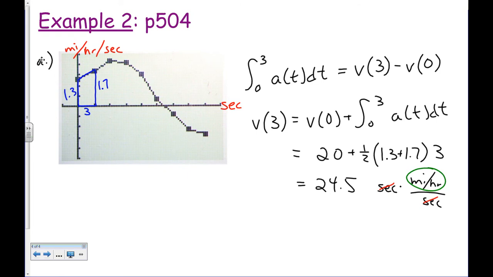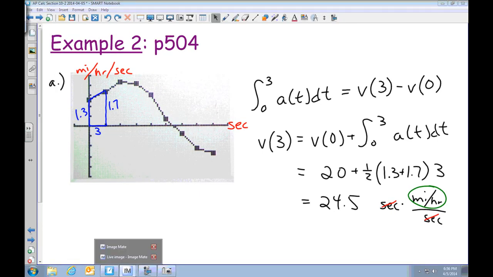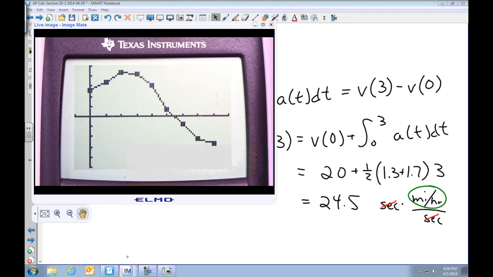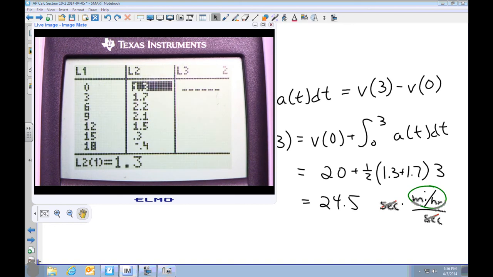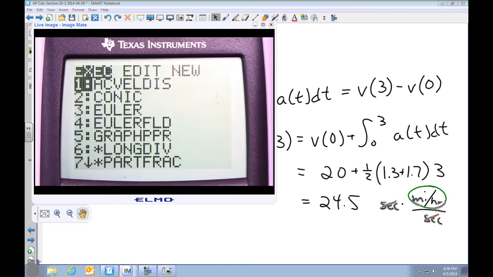And so it's basically running our trapezoid program, and even better yet, I've got a program that I'll give you that I'm going to run right now that is more appropriate for what we're doing in this section. The first thing you have to have is in your list editor, you've got to have your x and y, your time and acceleration in this case, already put in. And then you can run the program.